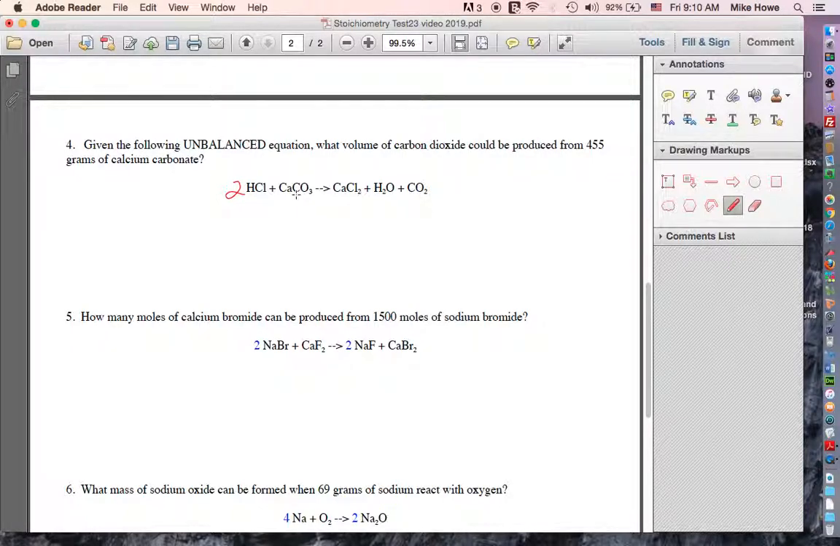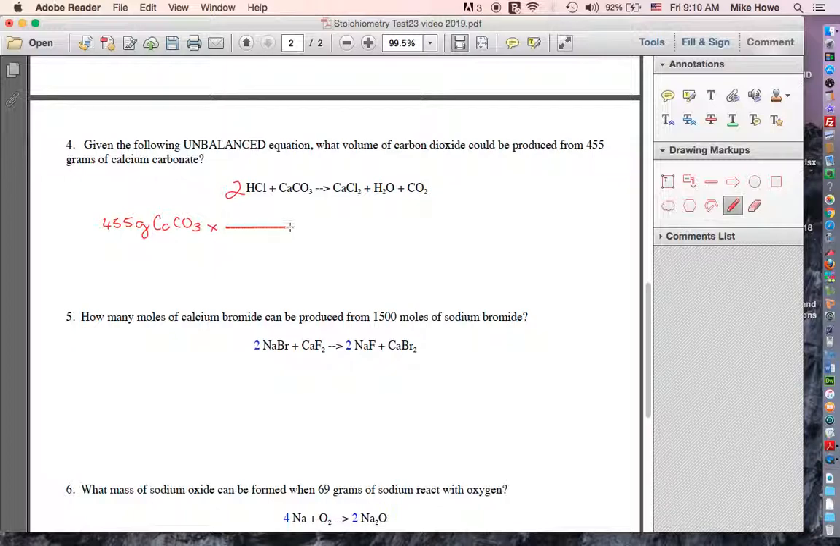We have 1 carbon atom on this side. There's 1 carbon atom, so we're good. We have 3 oxygen atoms. On this side, we've got an oxygen atom here, and then 2 more here, so that's 3, so we're good. So that's all you have to do to balance the equation. All right, so now we have 455 grams of calcium carbonate. Calcium carbonate is this guy.